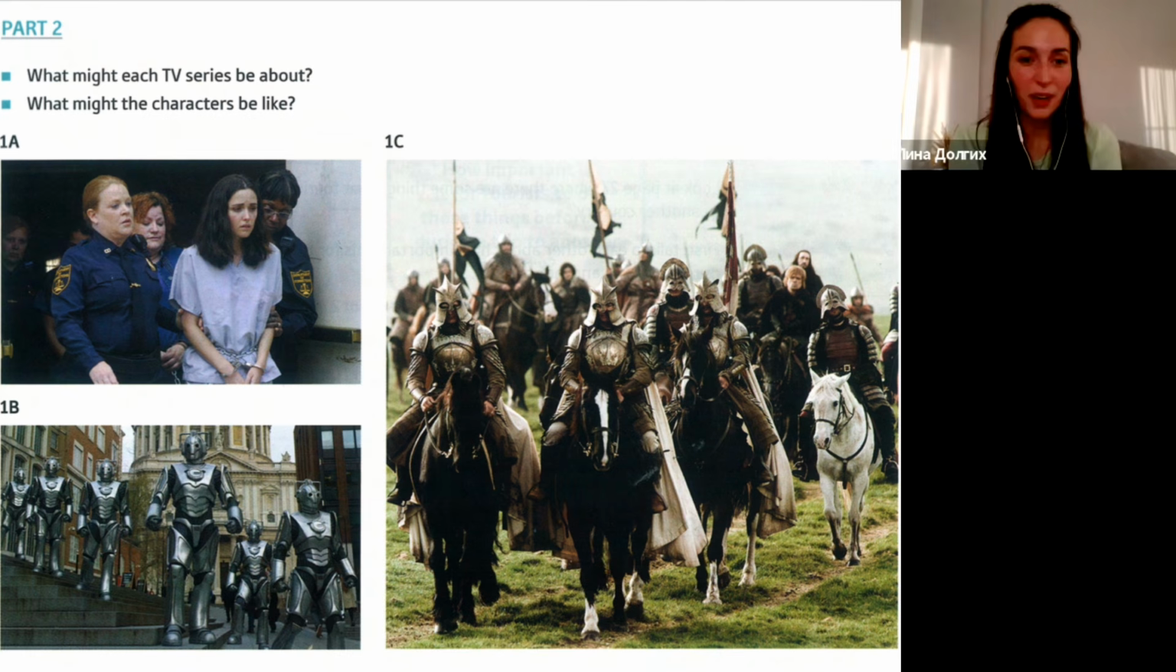Okay, so both pictures show us some scenes from a TV series. In the first picture we can see a girl who is probably a prisoner, so she's probably accused of doing something bad. And in the second picture we can see an army of robots, I think robots, and they are just ready to struggle with somebody or something, I'm not sure.